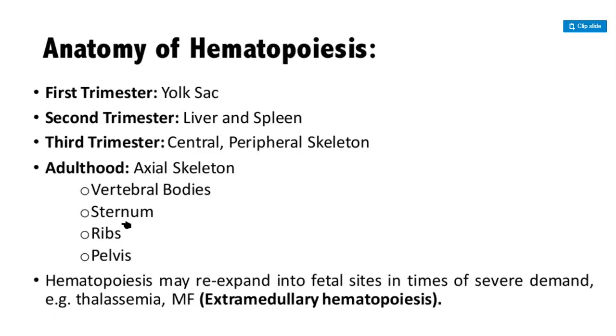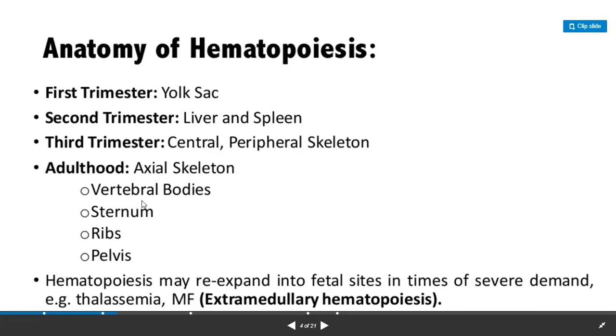Now, I had said in the previous lesson that in a fetus, hematopoiesis takes place in the liver and in the spleen. In an adult, it takes place in the bone marrow. That was what we said in the previous class, which is what we're seeing here now. So in an adult, hematopoiesis takes place in the skeleton or in the bones, especially the vertebral bodies, the sternum, the ribs, and the pelvic bones.